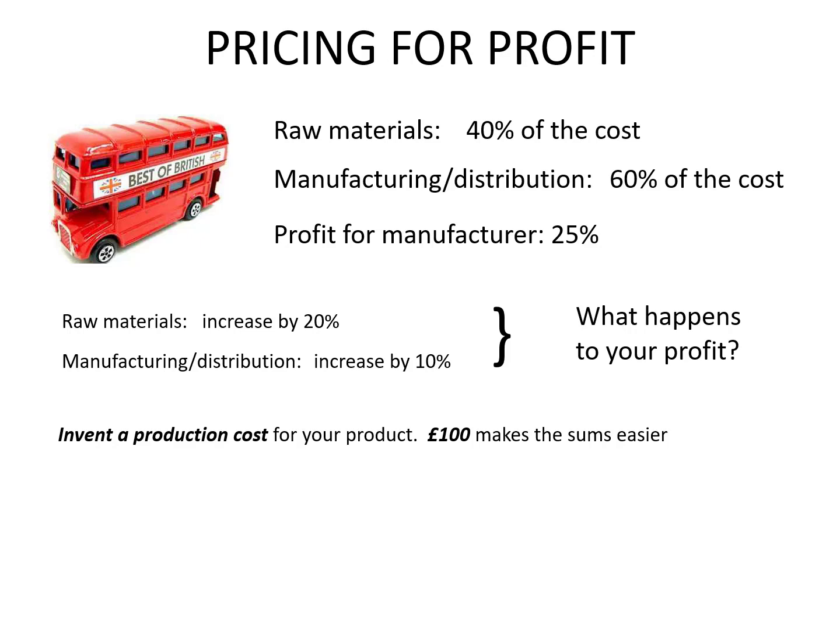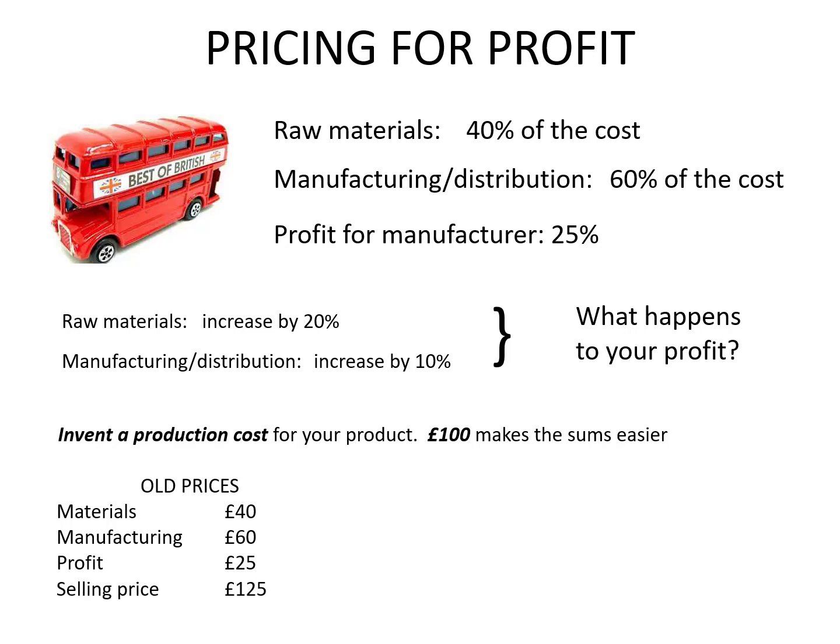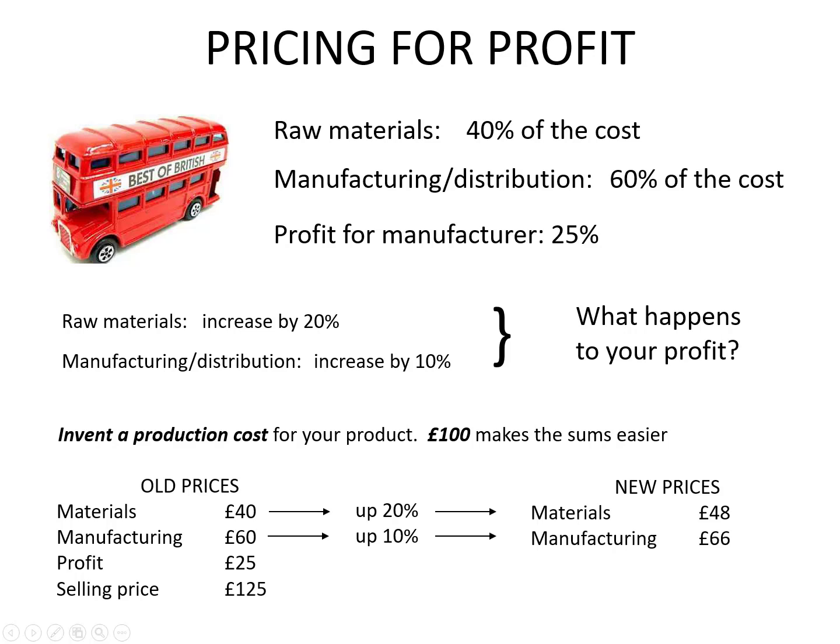Now, if this bus was to cost £100, then under the old regime, the materials would cost £40, the manufacturing cost would be £60, and the profit would be £25, leading to a price of £125, at which you sold it to the shops and souvenir outlets around the country. But the situation has now changed. So under the new regime, the materials have gone up in price by 20%. So they are now costing you £48. The manufacturing costs have gone up by 10%, taking them up to £66. And the profit and selling figures, well, we'll come back to those in a moment.